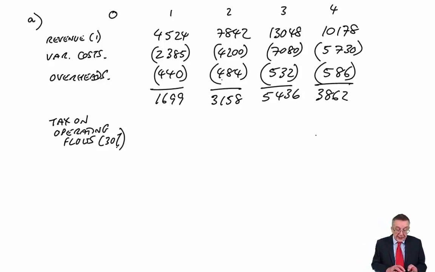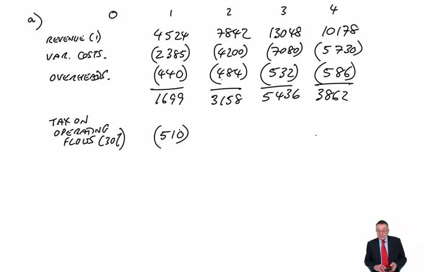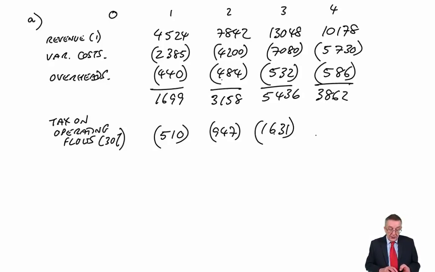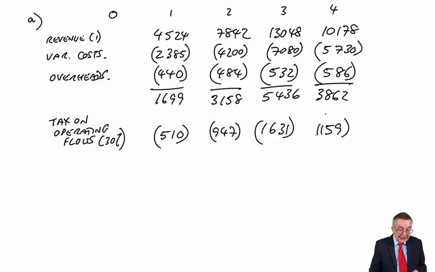The tax on 1699 at 30% is 510, and no delay, it's payable in the same year. Similarly, at time 2, 3158 times 30% is 947, obviously an outflow. 5436 at 30% is 1631. 3862 at 30% is 1159.